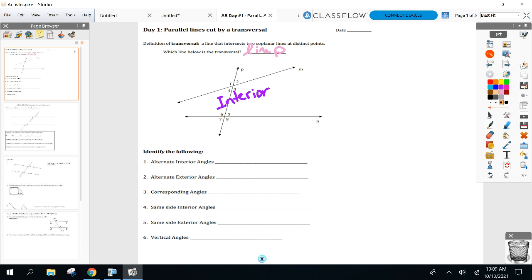And then what do you think I'm going to be if I'm going to be, let's say, painting the outside of my house? Exterior. So anything with the word exterior is outside the lines. All right? Outside the lines. Because we're going to go over 5 different types of angles. Some have the word interior, some have the word exterior, but it'll help you in finding where they are.